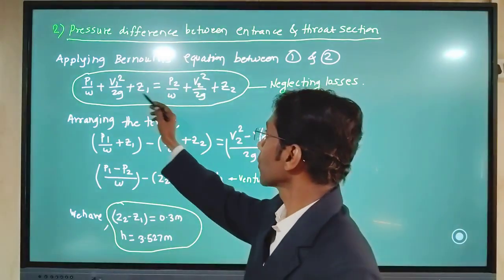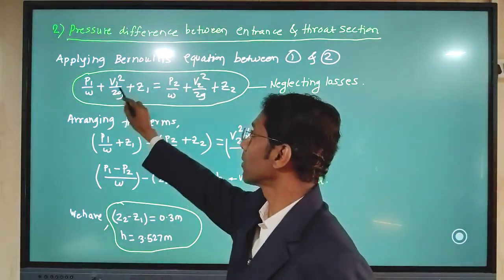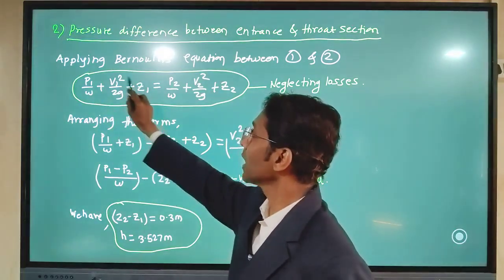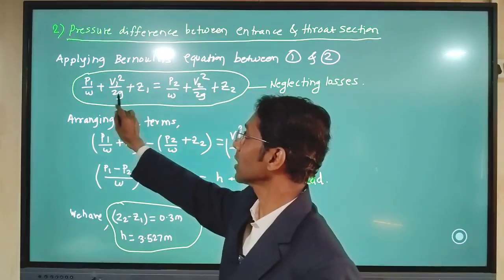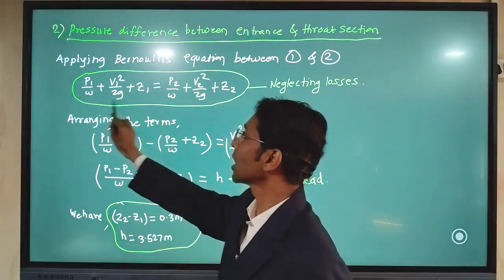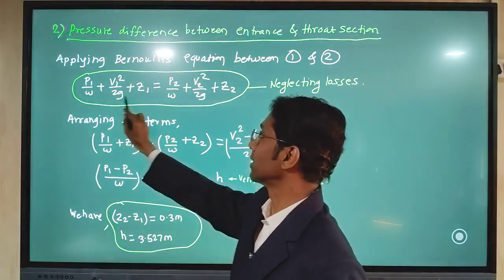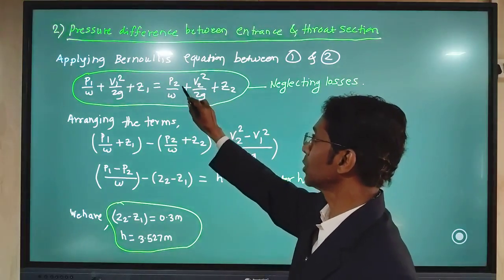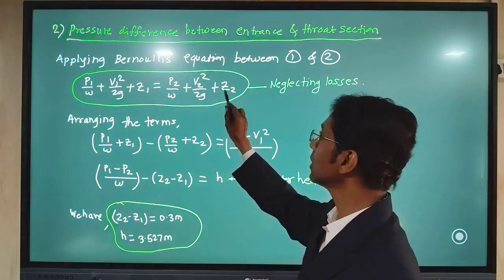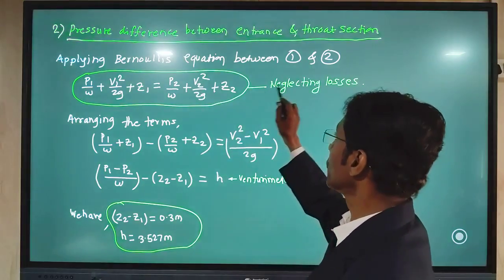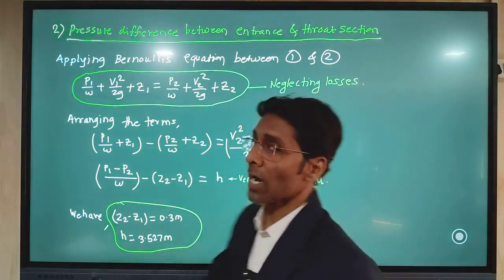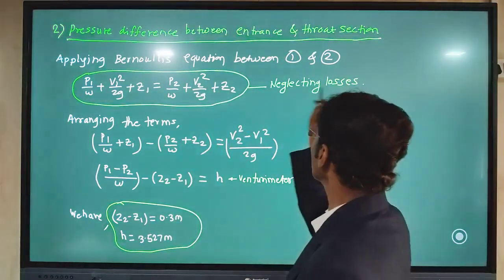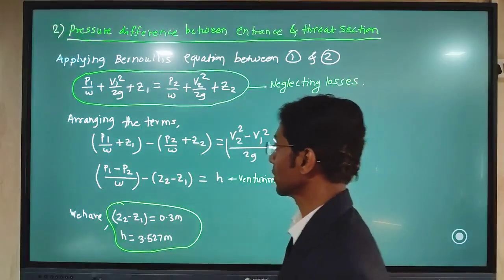Here we write the equation: P1 by W plus V1 square by 2G plus Z1. These are the three energies, pressure energy, kinetic energy, and datum energy, for the pipe inlet. Similarly, these are the energies at the throat section: P2 by W plus V2 square by 2G plus Z2. As we consider this for an ideal fluid, we don't consider losses here. So neglecting losses, we use this equation.